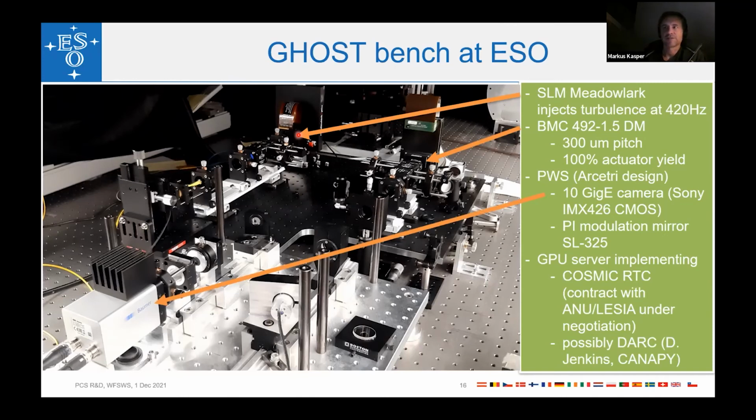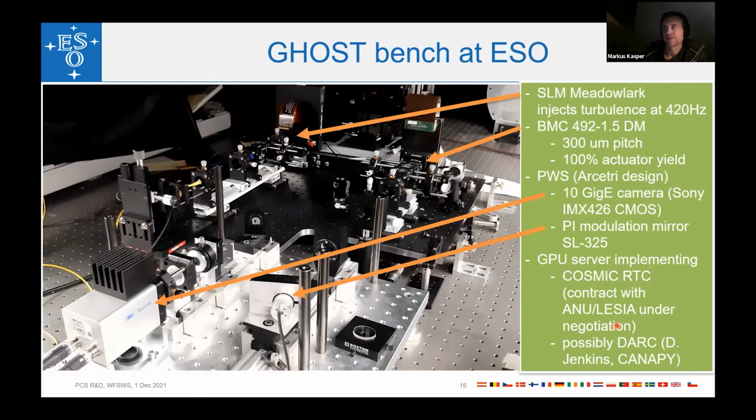It's been at ESO in the lab for more than 10 years because we used it for another experiment before. The only thing that we have done is replace the wavefront sensor camera with a new CMOS type 10 gigabit Ethernet camera. We have a PI modulation mirror here, so everything is basically set up, and what's still missing is the RTC software.